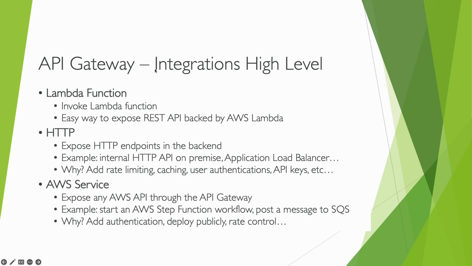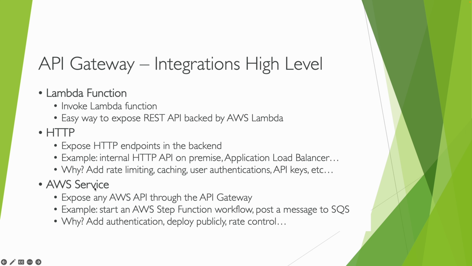Okay, so at a high level, let's see the integrations of API Gateway. We can integrate API Gateway with a Lambda function. So you can invoke a Lambda function whenever you call an API gateway. These two combined are an easy way to expose REST APIs backed by AWS Lambda. So you can create any REST APIs using API Gateway and Lambda functions. Okay, and you can also integrate API Gateway with HTTP endpoints in the backend. For example, internal HTTP APIs, on-premises databases, on-premises applications, or load balancers.